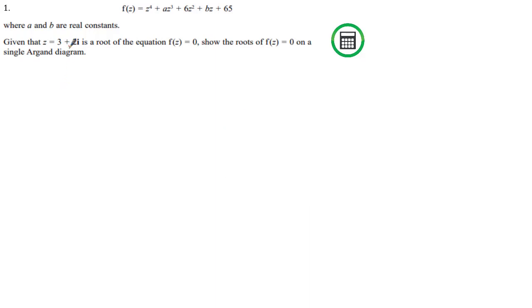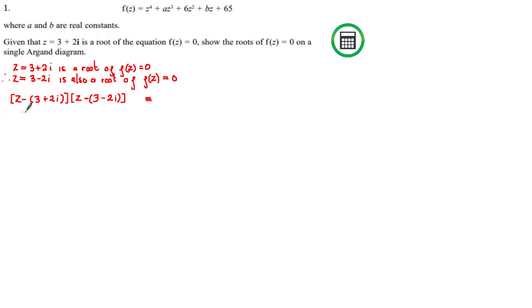So in this question, we're told that z = 3 + 2i is a root of the equation f(z) = 0. And we've seen in previous tutorials that the complex conjugate, 3 - 2i, would also be a root of the equation f(z) = 0. Now by the factor theorem, this means that (z - 3 + 2i) and (z - 3 - 2i) are both linear factors of f(z), and if we multiply these together we get the following.